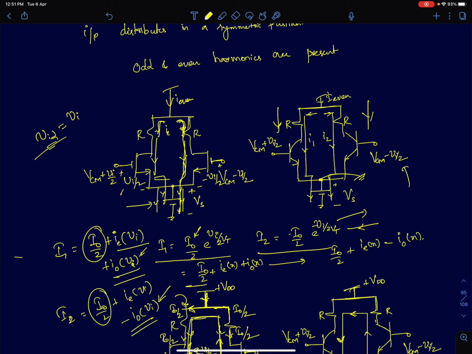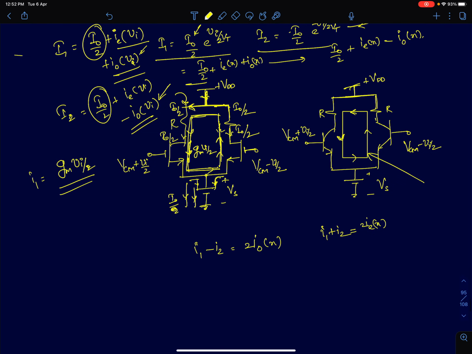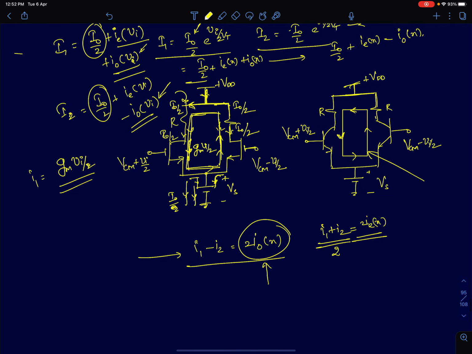The important thing to note here is that both these transistors, whether it's a BJT or a MOSFET, are going to carry both the even component I0 and the odd component. The interesting thing to note is that if you consider the differential current, which is I1 minus I2, that will only contain odd components. And if you consider the common mode current, I1 plus I2 by 2, that will only contain the even harmonics. So this is what we discussed in the previous lecture.